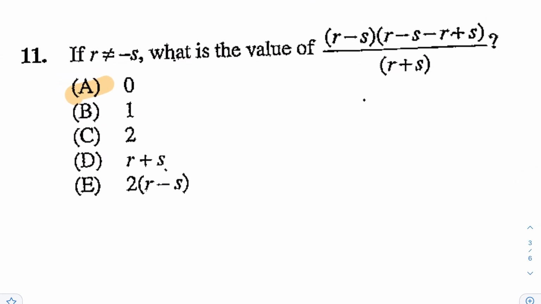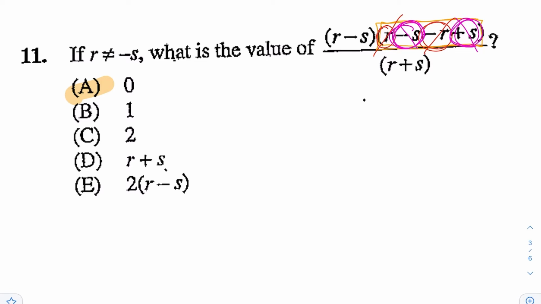Next, for number 11, if r is not equal to negative s, what is the value of r minus s times r minus s minus r plus s divided by r plus s? Okay, so here we can simplify what's in this parentheses. If you have r minus s minus r plus s, you can combine like terms. Specifically, the r and the minus r combine, and r minus r is 0, so they cancel out. Next up, the minus s and the plus s, they also combine.